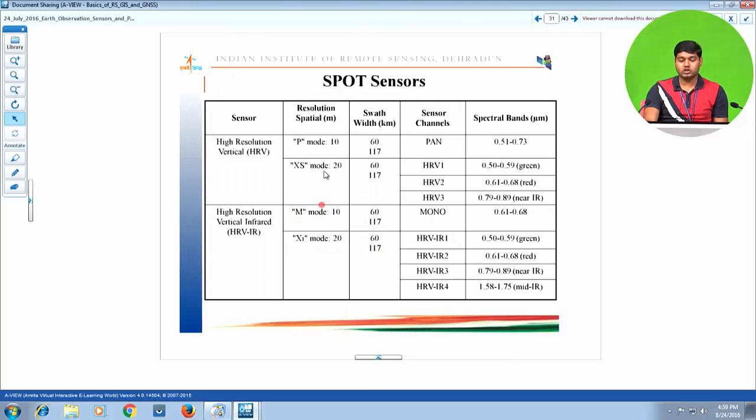So these are the specifications of the older SPOT sensors, that is SPOT 1, 2, 3 or 4, 5. Earlier, P mode means panchromatic mode, which covers visible to near infrared. XS mode means multispectral mode with 20 meter spatial resolution with 3 spectral bands. Now M mode means monochromatic mode. Monochromatic mode means it covers only one single band. In this particular case it covers only the red band. And multispectral mode for high resolution visible infrared gives 20 meter spatial resolution data with 4 spectral bands.